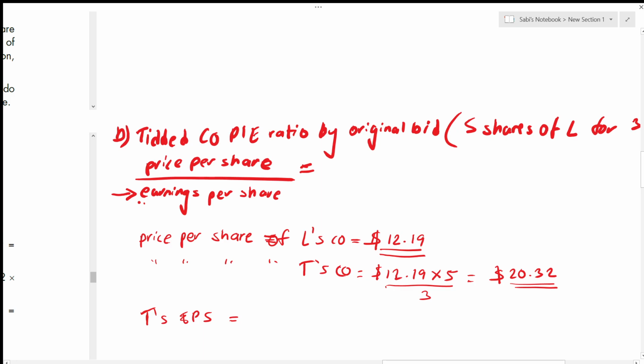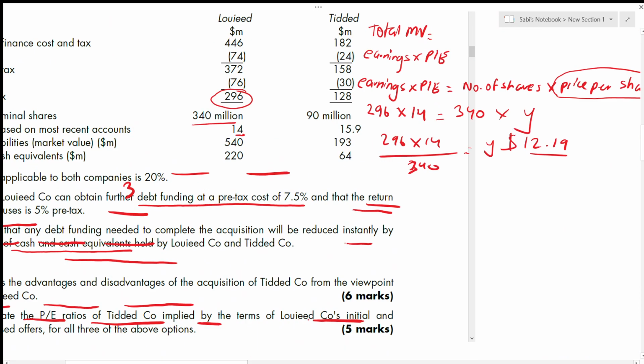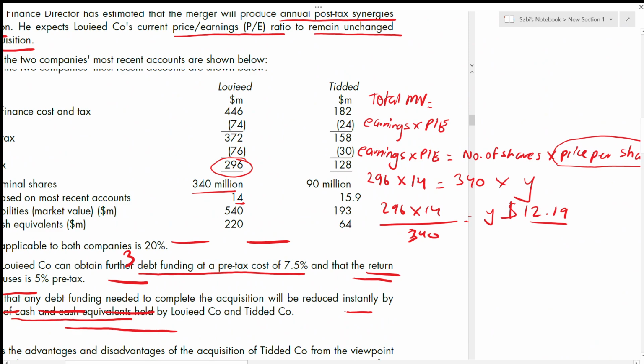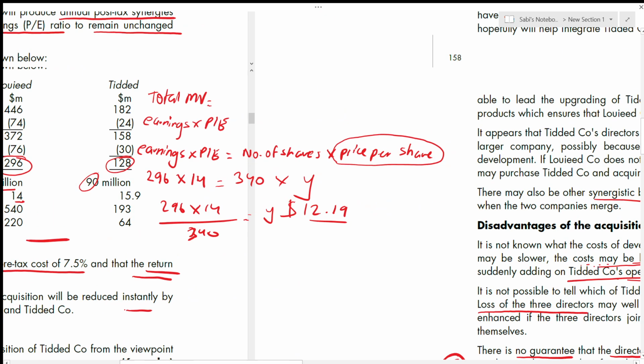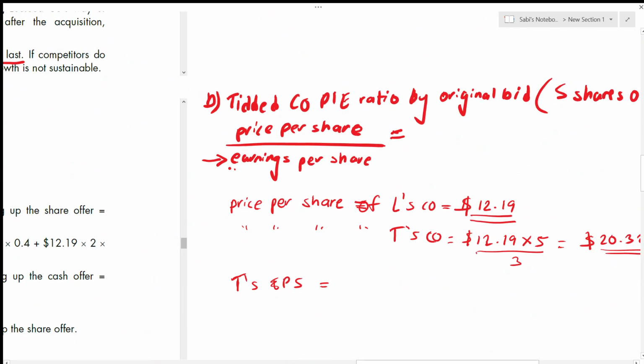That means your earnings divided by your share. Right? What is your earnings? What is the T company's earnings? Let's go to the T company. This side, right side. Earnings is 128 and share is 90. That means 128 divided by 90. That is your earnings per share of T company. So dollar 128 million divided by 90 is equal to dollar 1.42.